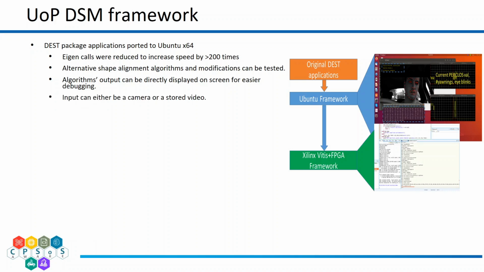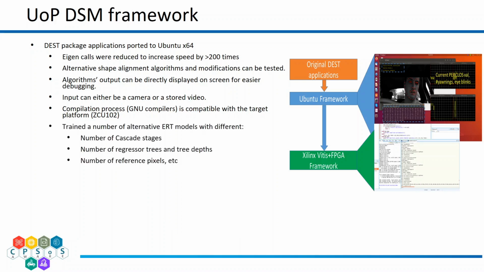A camera or a stored video can be used as input. The GNU compilers are compatible with the target platform. In this environment, we trained a number of alternative ERT models with different numbers of cascade stages, regressor trees and tree depths, reference pixels, etc.